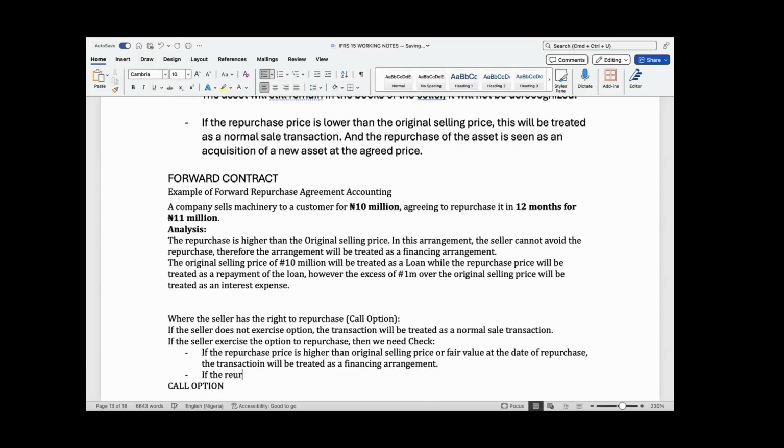But if the repurchase price is lower than the original selling price or fair value at the date of the repurchase, the transaction will be treated as what? As a normal sale transaction. Very similar to the forward contract one. It's extremely similar to it.